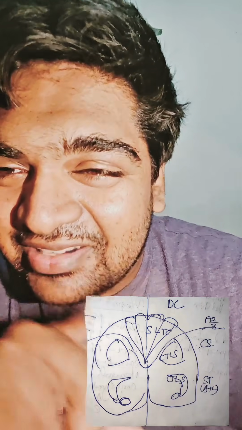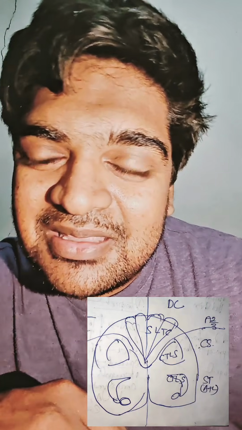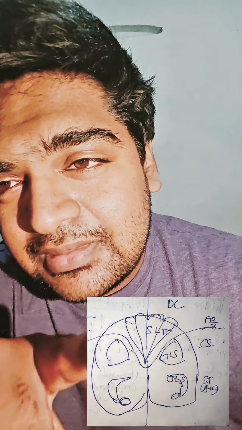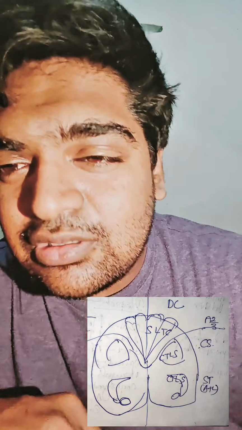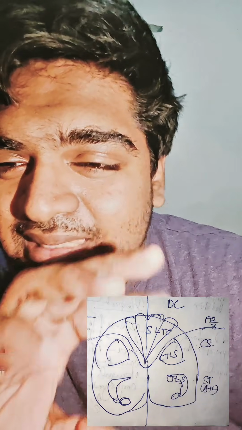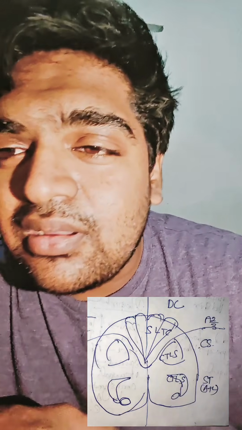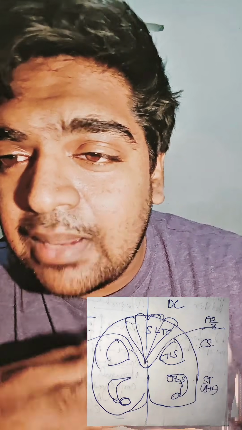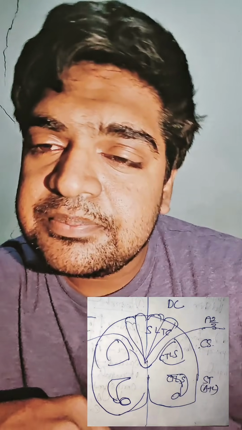So let's say one side is affected, right? If one side is affected, now you're going to have what? Let's look at the motor. Motor is going to be that side weakness, the ipsilateral motor weakness will be there. Upper limb and lower limb will be affected on that side.